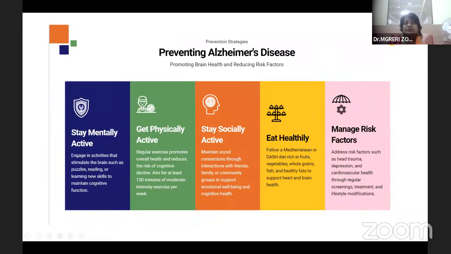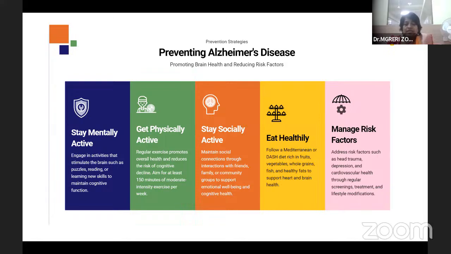So how can we prevent Alzheimer's disease? By staying mentally active. So how can we build our mental strength? Engage in activities that stimulate the brain, such as puzzles, reading, learning new skills, or learning a new language to maintain cognitive function. The more work you give to your brain, the better. Get physically active. Instead of staying lazy, we can do regular exercise, which promotes overall health and reduces the risk of cognitive decline.